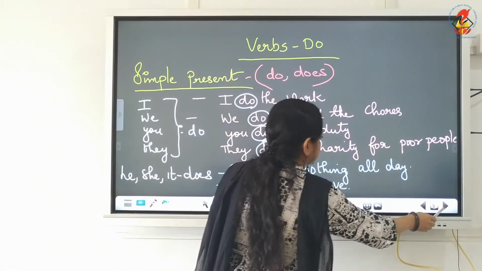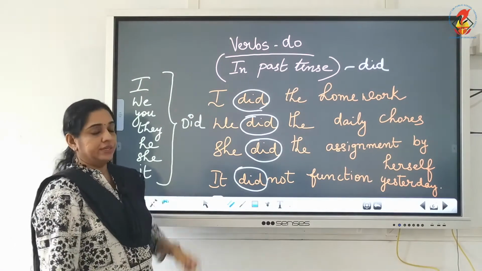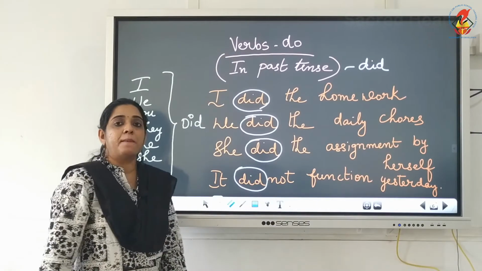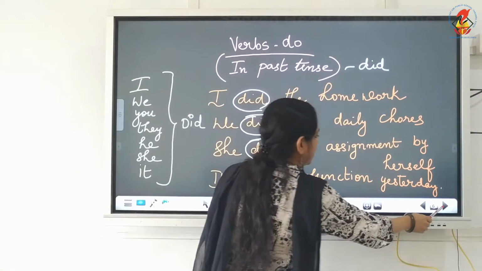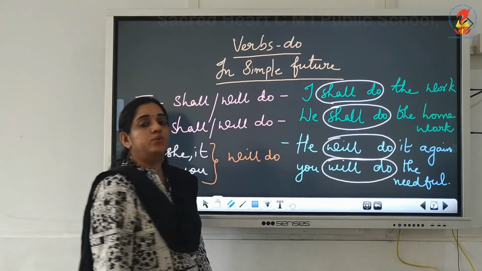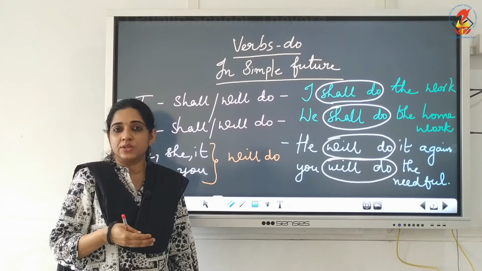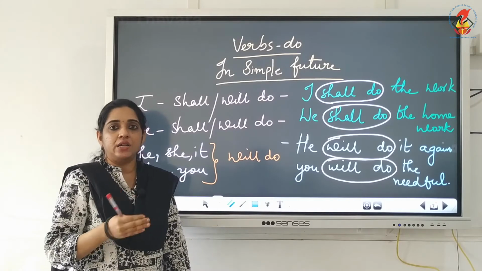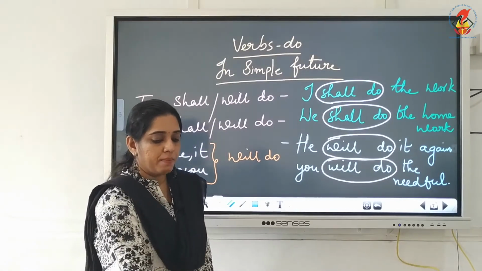Then past, what is the past form of the verb do? Did. Whenever you see the word did, it is the past form. Then future, will do. I will do the work. That is future, something that I will be doing. So in future tense, will do or shall do is used. Now children, the verb have.